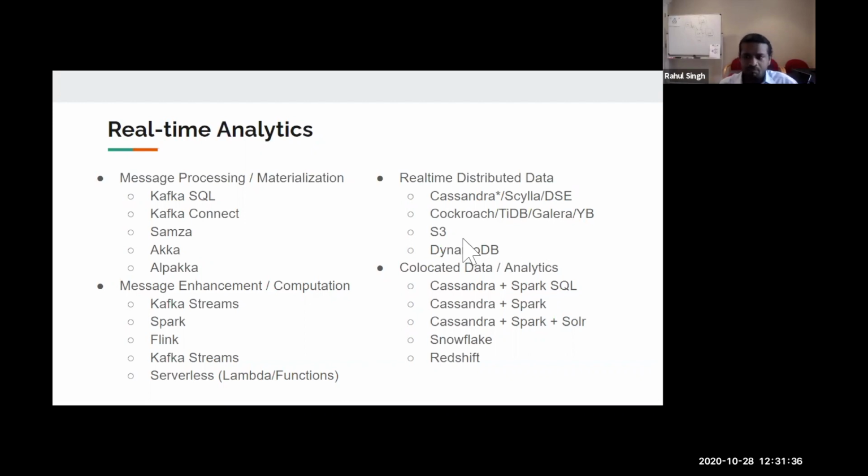Another common pattern is that people will save data to a distributed file system like S3 just to ensure that they have it before they end up putting it into Cassandra or even Kafka, so they can eventually go back.